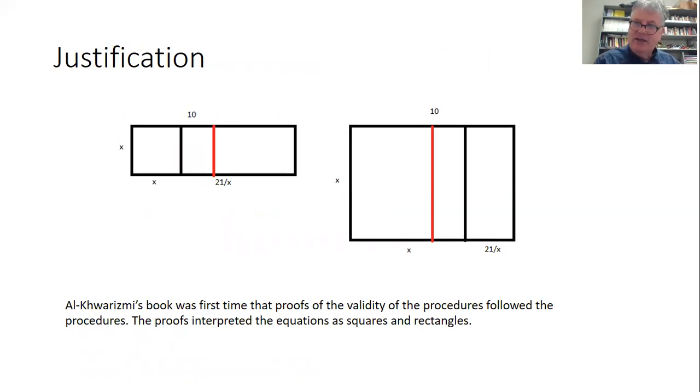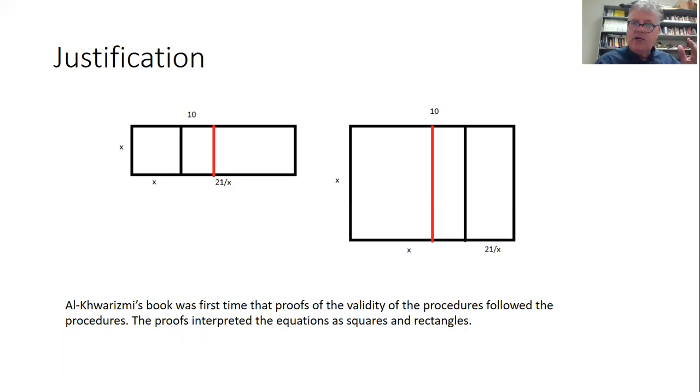The really interesting thing is that this is really the first time that they give the procedures for solving these equations, and then they give a sort of proof of validity of the procedure. Okay, and so what happens in this proof is that the equation is interpreted as squares and rectangles, right?